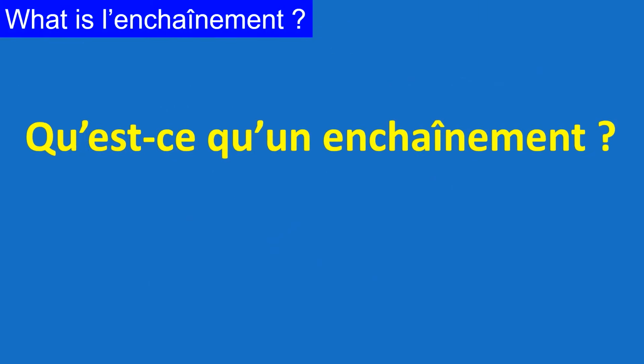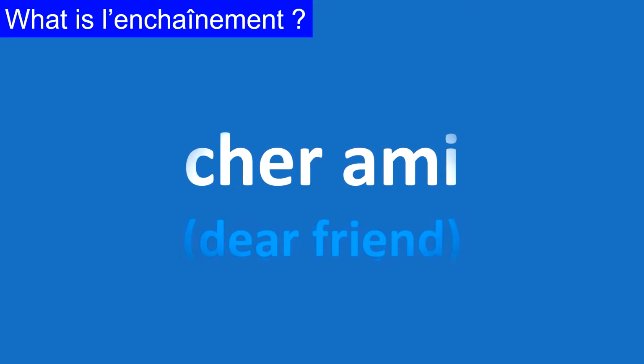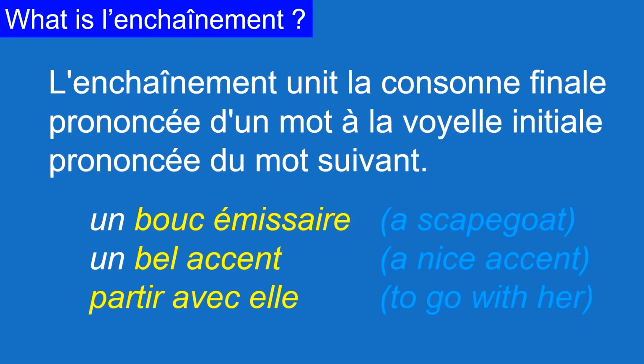Before talking about la liaison, we need to define l'enchaînement, in order to distinguish la liaison from a simple enchaînement. Let's say we have a word in which the last consonant is always pronounced. A word such as cher, which means dear. When the word cher is followed by a word that starts with a vowel sound, let's say ami, which means friend, we will pronounce the two words linked together. Cher ami. This phenomenon of linking words is called enchaînement.